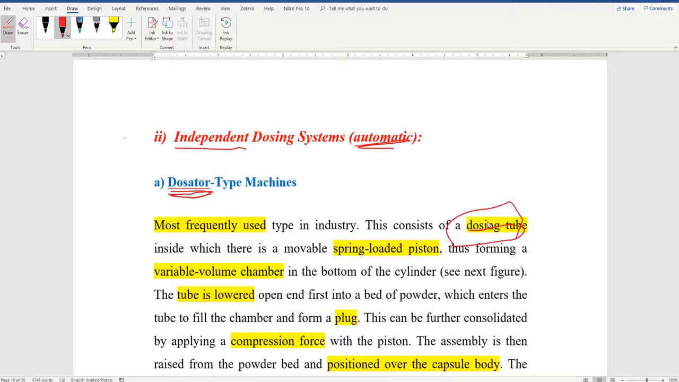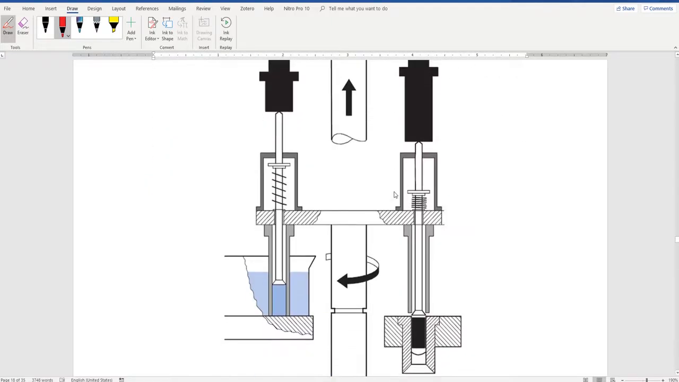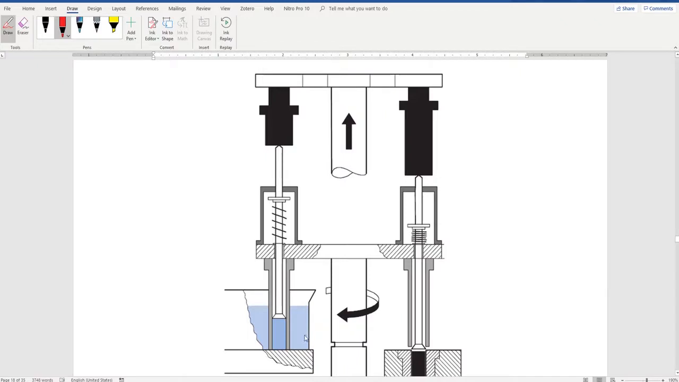Inside this dosing tube that does the dosing, and remember here it depends on forming the plugs, this tube contains a piston inside. Okay, it's a spring-loaded piston. I will show you this one. What you see here in this figure, you have the part that contains your formulation. Here you have your formulation.